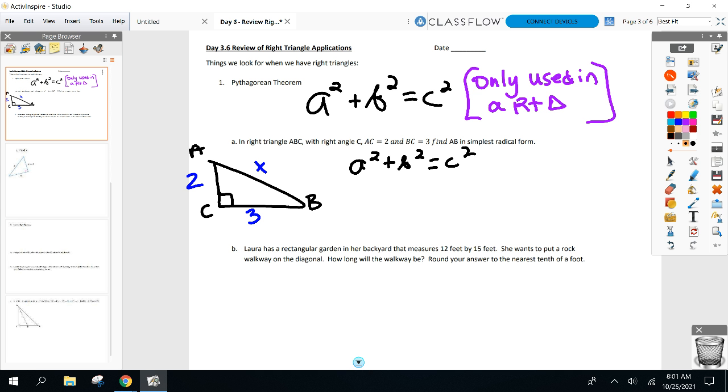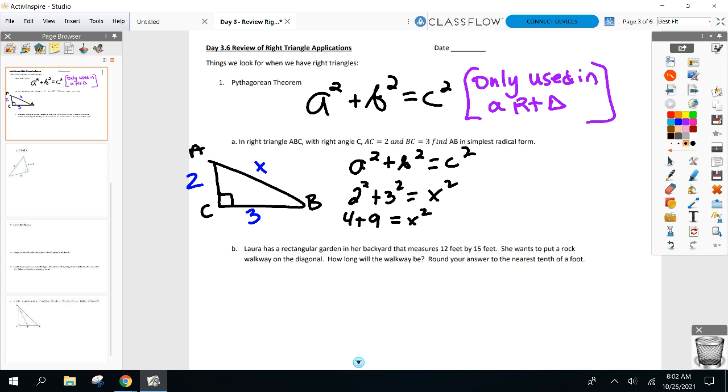A and B are the two legs. That's where the right angle's formed. The two legs, which we both know are 2 and 3, so that's going to be A and B. 2 squared plus 3 squared. The part across from the right angle is called the hypotenuse, and that's your C value. That's the value we're trying to find here, which is x squared. So A and B are your two legs, C is your hypotenuse. So now I have 4 and 9 equals x squared.